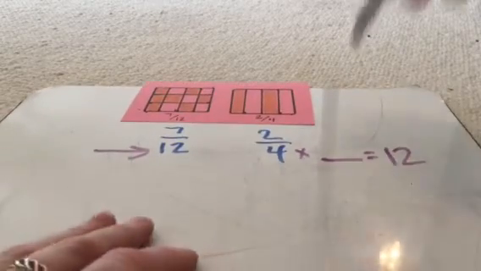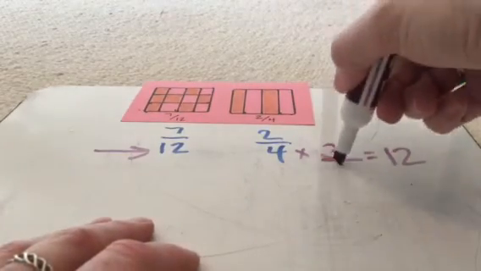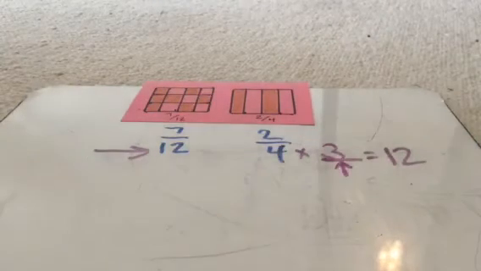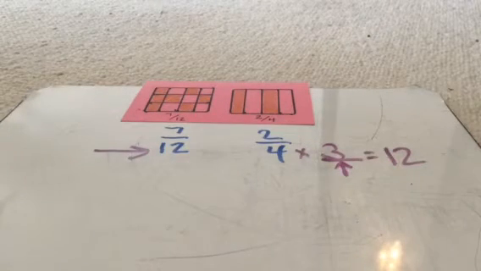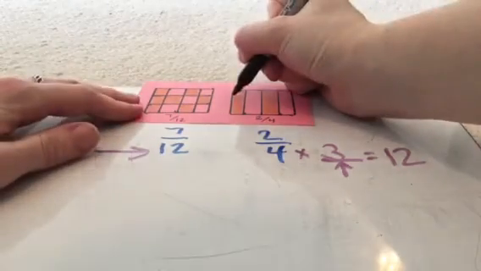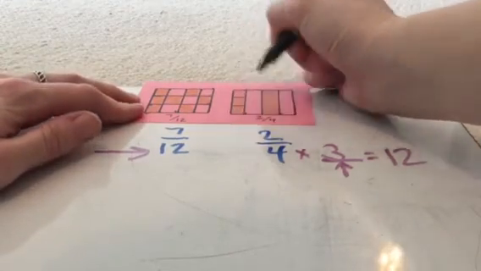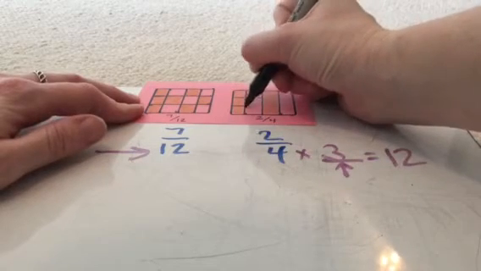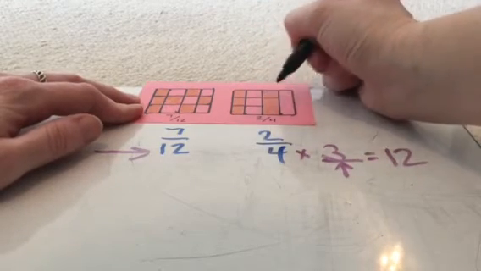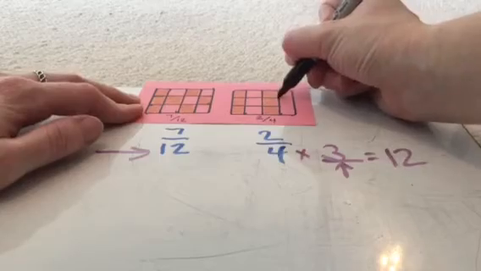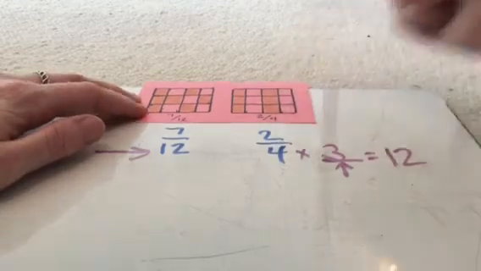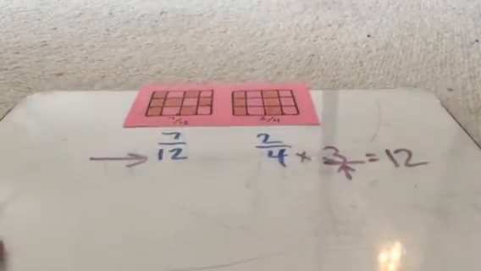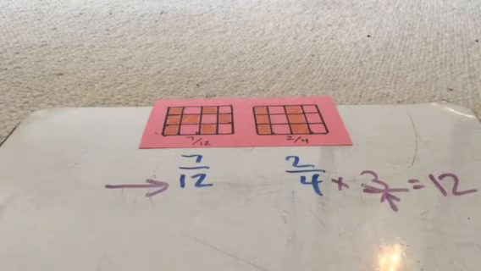4 times 3. So how many pieces am I going to split each of my fourths into? 3, because I was multiplying by 3. So I'm going to split this into 3 equal pieces, this fourth into 3 equal pieces, this fourth into 3 equal pieces, and this fourth into 3 equal pieces. So now I'm going to rewrite my fractions.